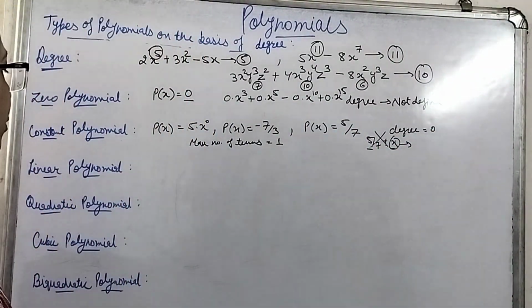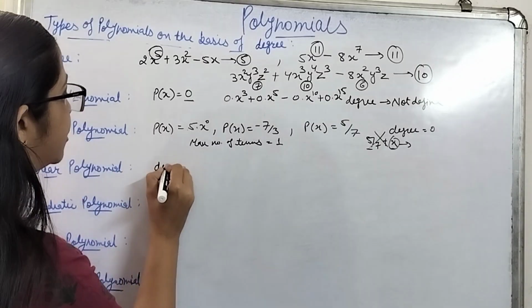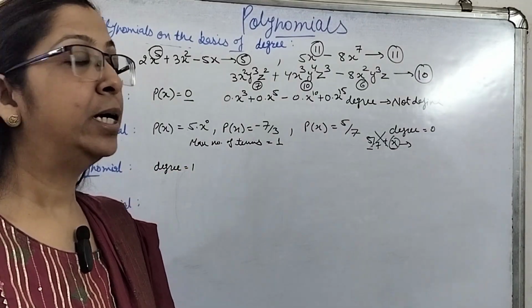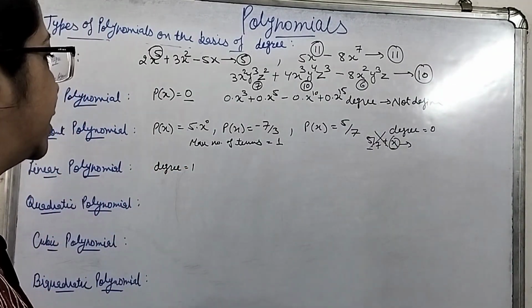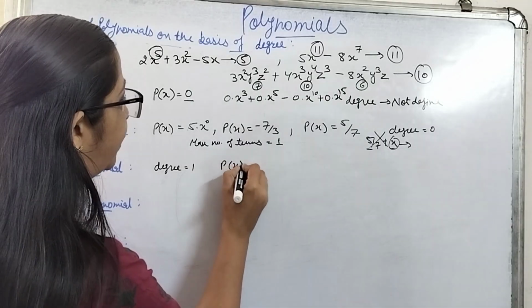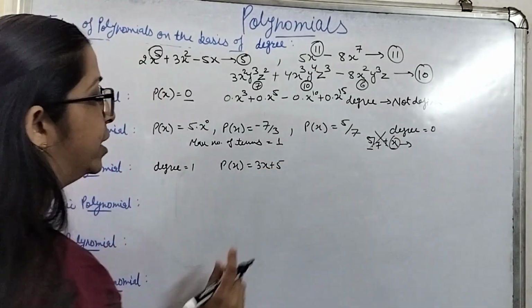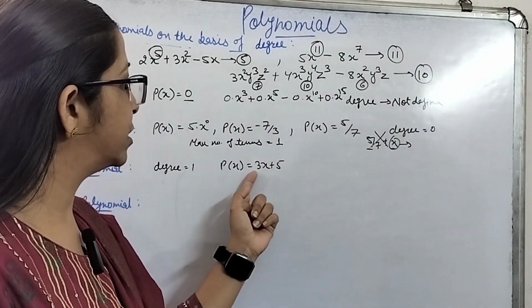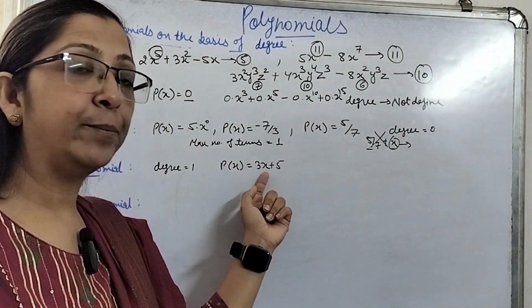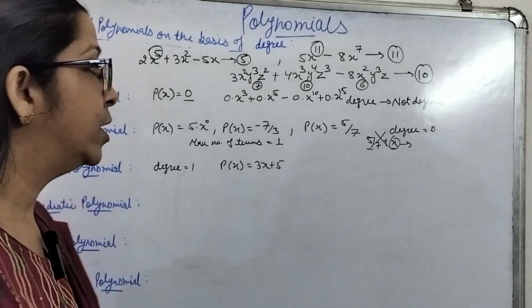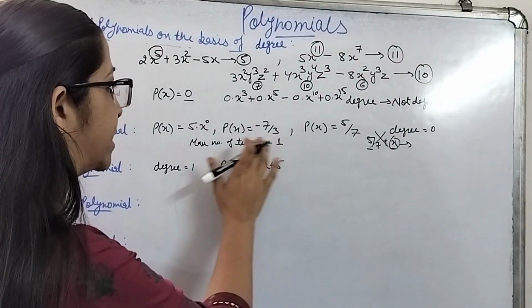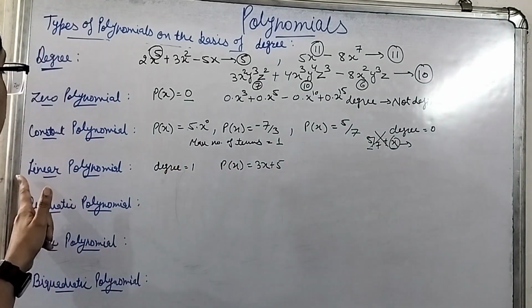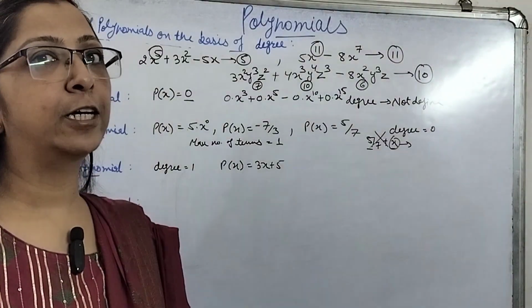Now coming to linear polynomial. Linear polynomials are the polynomials whose degree is 1. If there is any polynomial whose degree is 1, then such type of polynomials are known as linear polynomials. Example, we can take p(x) is equivalent to 3x plus 5. This is an example of a linear polynomial because it is having two terms. For the first term, the power of the variable is 1. For the second term, the power of the variable is 0. So the maximum power of the variable is 1. That's the reason the degree of this polynomial is 1. And if the degree of the polynomial is 1, such type of polynomials are known as linear polynomials.